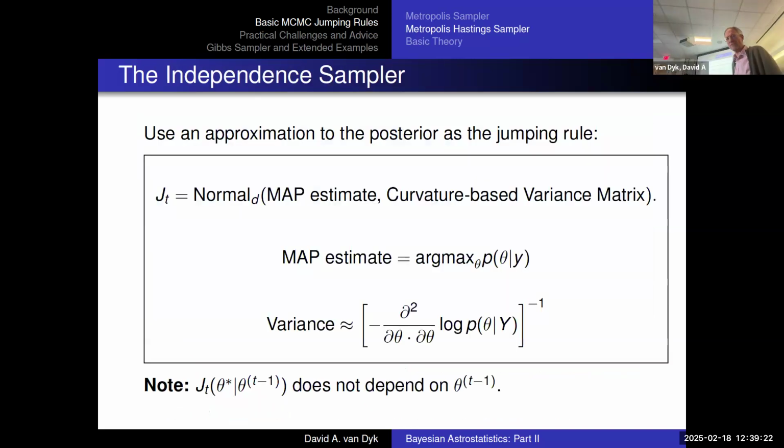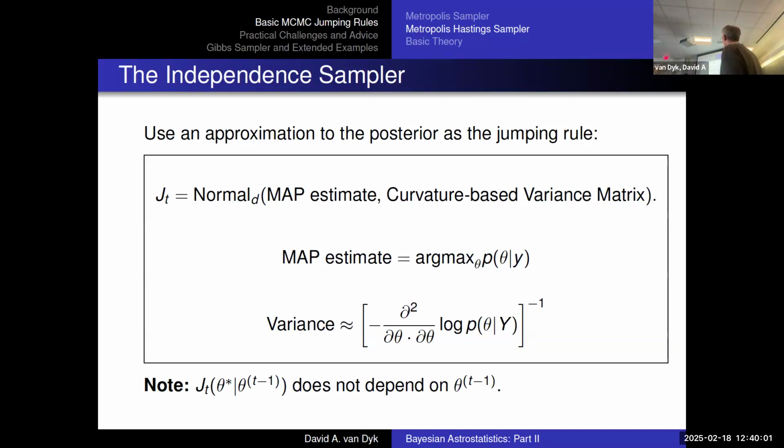So one thing that people sometimes do is called the independence sampler. Essentially, you're going to have a jumping rule that doesn't depend on the current value. So one thing you might do is make an approximation to the posterior distribution. Maybe you can just find the mode with an optimizer, compute the curvature, and make a Gaussian approximation. And you just always jump from that distribution. It's the same distribution every time. That's not symmetric with regard to where you are, because it's always the same regardless of where you are. But it's a different strategy that might work.